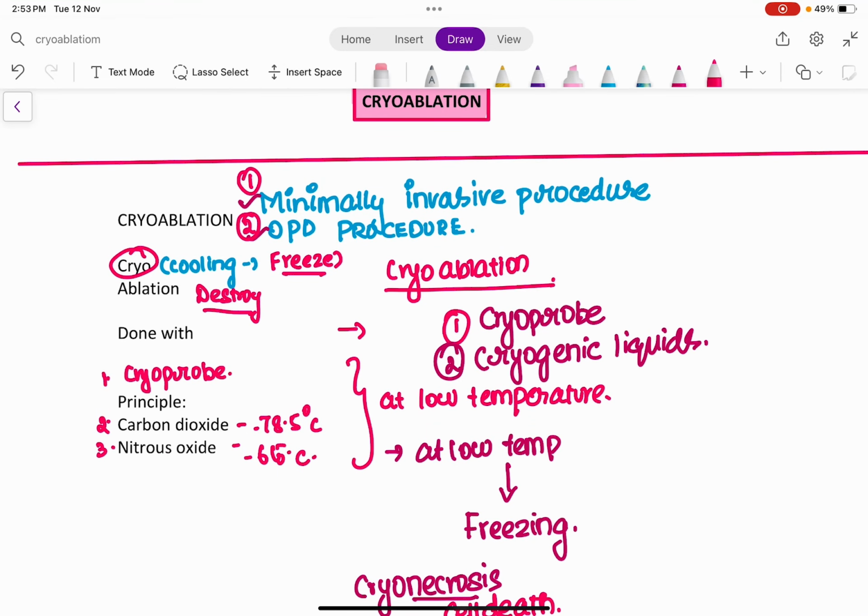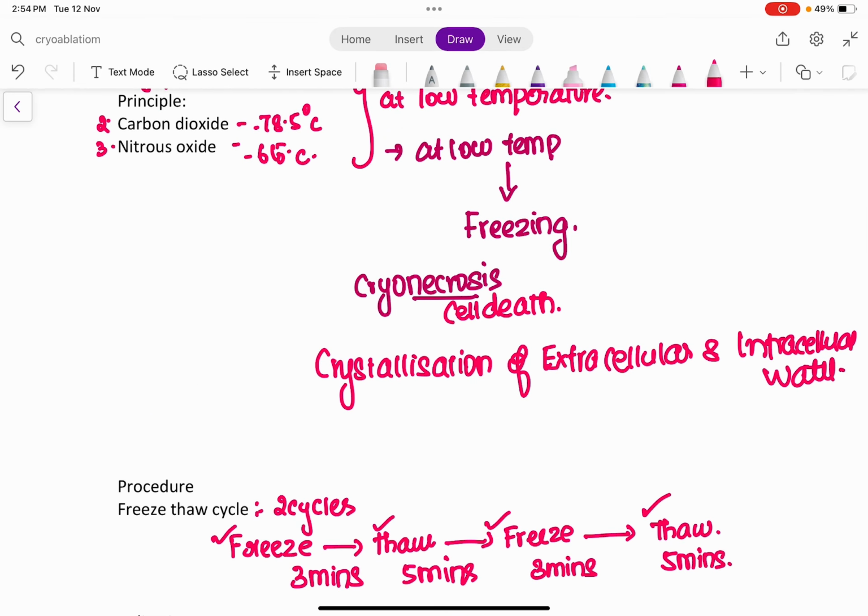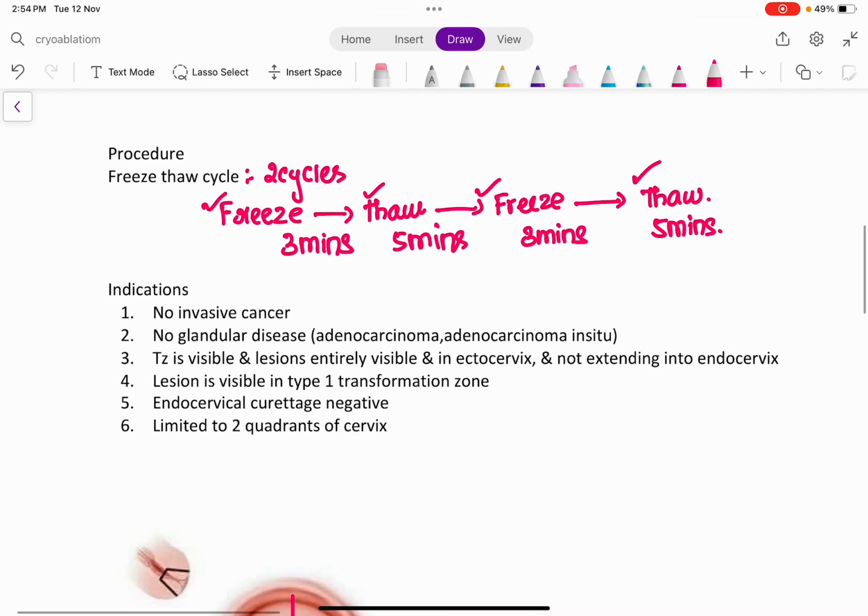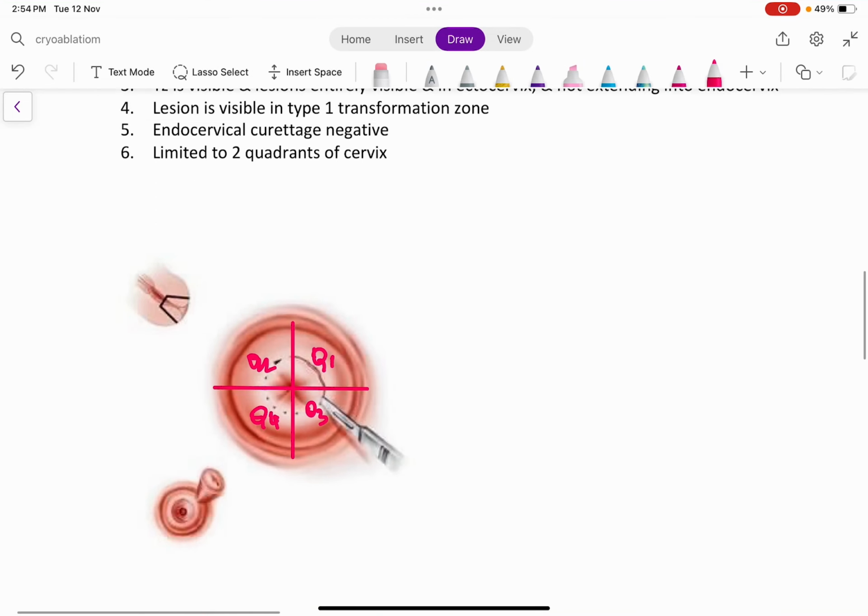So cryoablation is a process where you destroy the abnormal looking cervical tissue with the help of freezing. This freezing can be done with either a cryoprobe, where you introduce the cryoprobe and bring about freezing, or with the help of cryogenic liquids. This liquid is going to cause freezing. In other terms, it is going to cause crystallization of the intra and extracellular water, which results in cell death, that is cryonecrosis. And the procedure goes like a freeze-thaw cycle, and the cycle has to be repeated twice. So 2 cycles of freeze-thaw cycle.